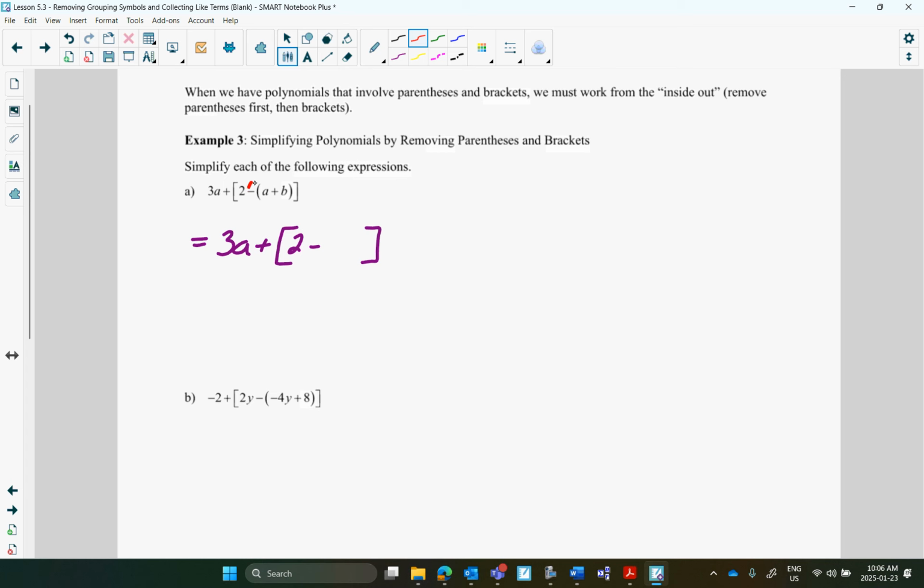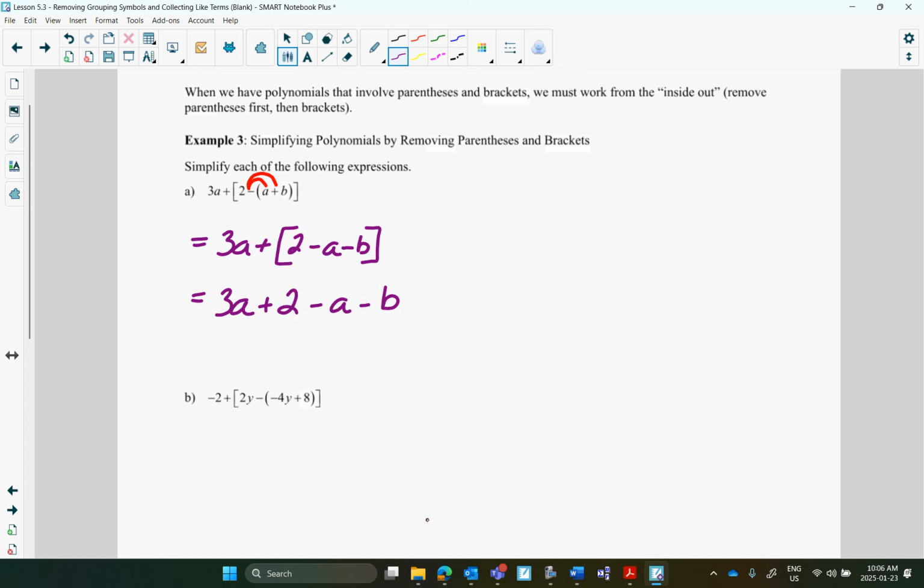And when I take it out, I've got a minus a and a minus plus b, which changes to minus. Like so. So the parentheses are gone. Now we take the brackets. Well, what sign is in front of the brackets? Plus or minus? Plus. So I can just take them out and nothing changes. 3a plus 2 minus a minus b. No signs change.